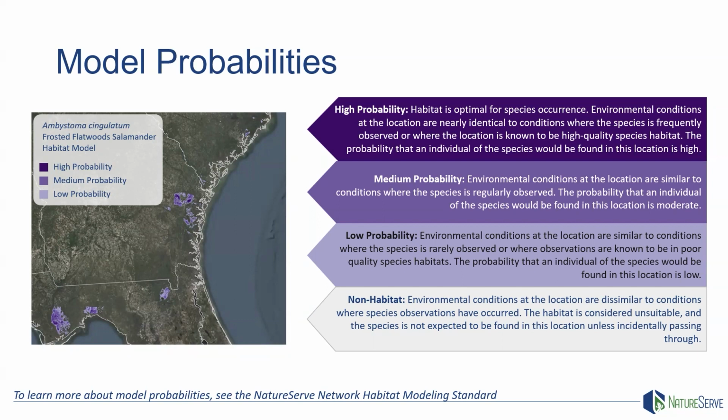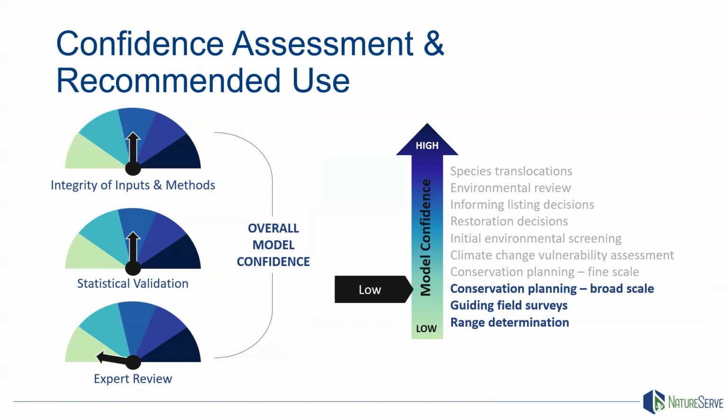In cases where a user wants to be more protective, for example, if considering whether to survey for an endangered species before land is developed, it may be appropriate to also look at those areas flagged as medium or even low probability. As mentioned previously, habitat models are just predictions, and some models do perform better than others.